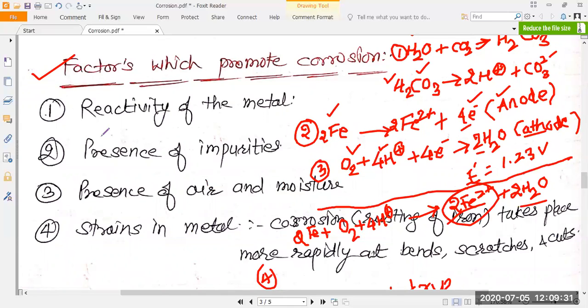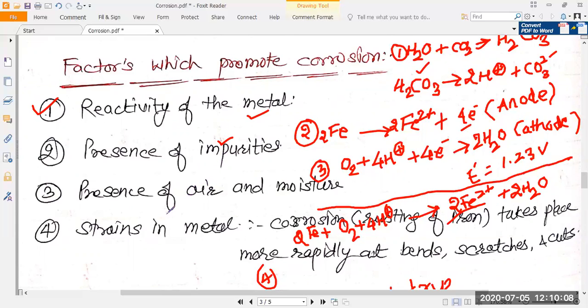So the first and important factor that promotes the corrosion is the reactivity of metal. If the metal is very reactive, then corrosion will be more. If the metal is very reactive, then corrosion takes place very quickly. Second, presence of impurities. If a metal is impure in condition, then it will help to form a number of electrochemical cells, and it will also promote the corrosion.